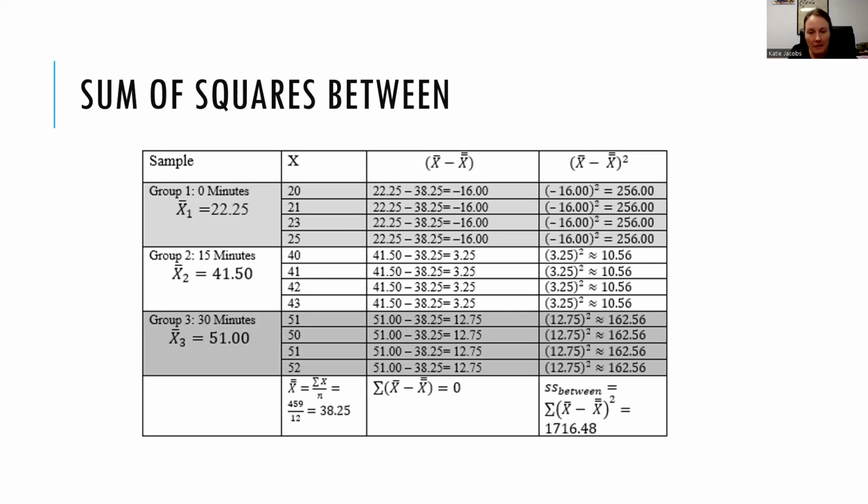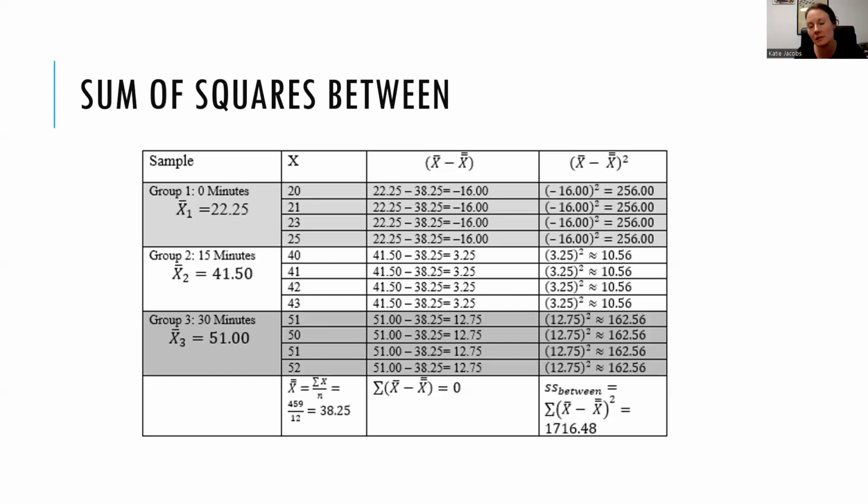So we see the mean number of words that group 1 read in a minute was 22.25 words a minute. Group 2 was 41.50 words per minute. Group 3 had an average of 51 words per minute. Okay, so when we're calculating our sum of squares between, we're going to take each of our group means and subtract the grand mean. So for group 1, the 0 minutes, our mean for that group is 22.25, and we subtract the grand mean from it. And we actually do that for every single X value.